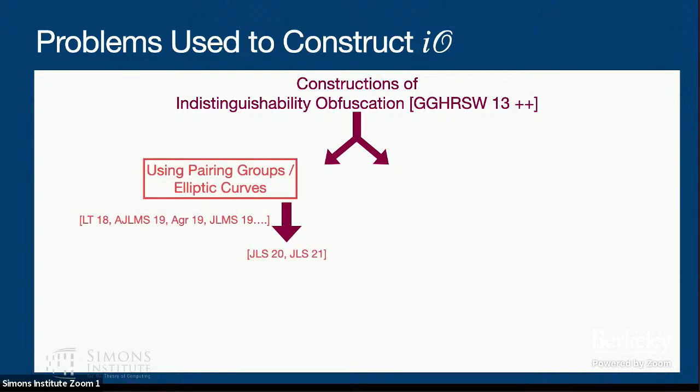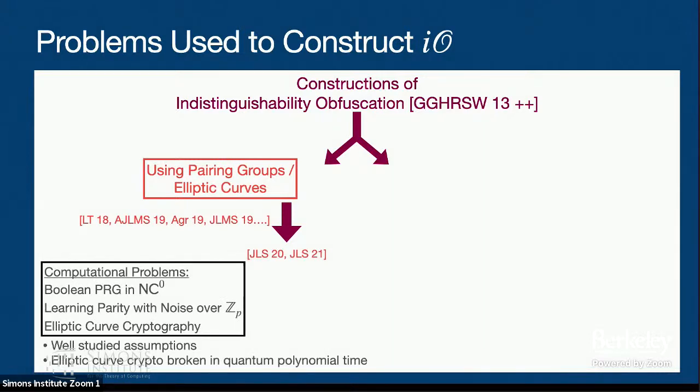One line is unique in the sense that it relies on what is known as elliptic curve cryptography, which I'm sure some of you might have heard of, since many of the known public key encryption schemes used in practice today rely on elliptic curve cryptography. In recent joint work with Rachel Lin and Amit Sahai, we showed that you can construct IO based on three computational problems. And two of them have a nice learning theoretic feel to them.